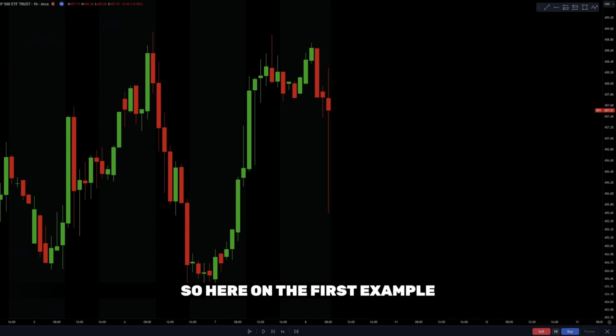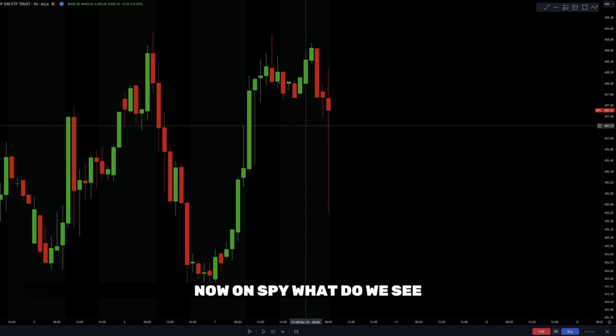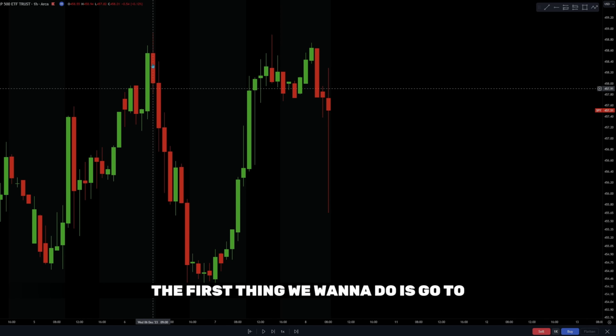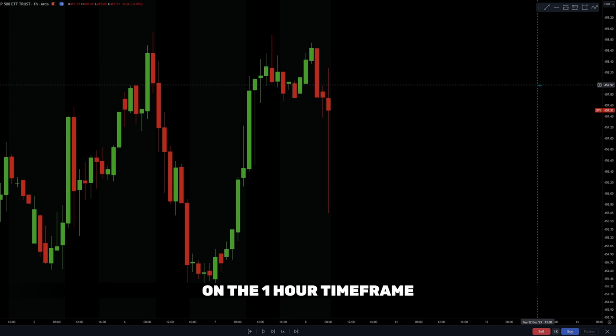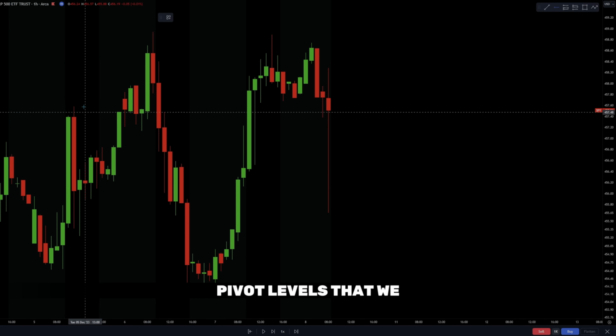So here on the first example, we're on SPY. Now on SPY, what do we see? The first thing we want to do is go to the higher time frame. On this time frame here, we're on the 1 hour. On the 1 hour time frame, we want to mark out pivot levels that we see on the chart.